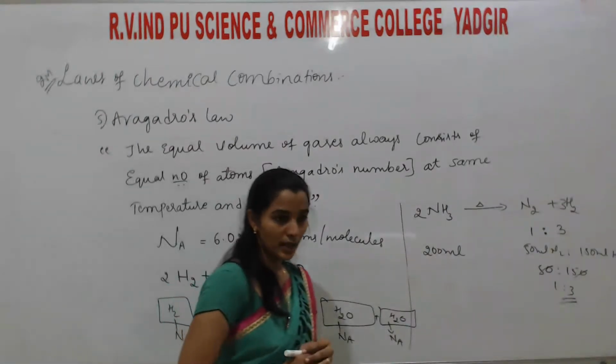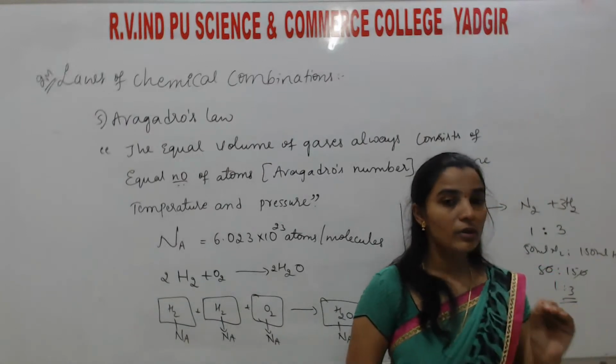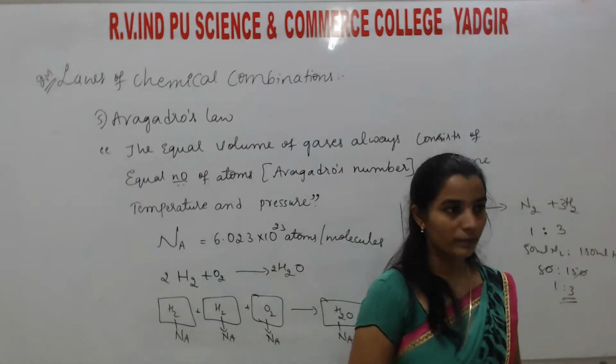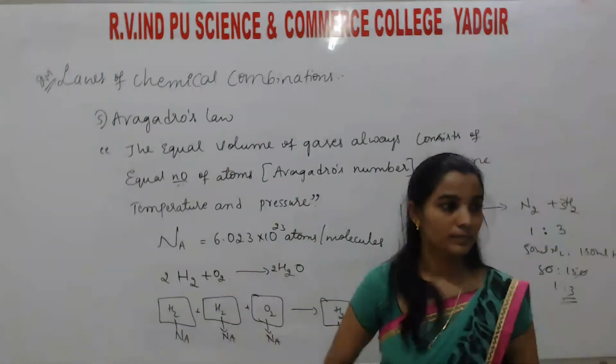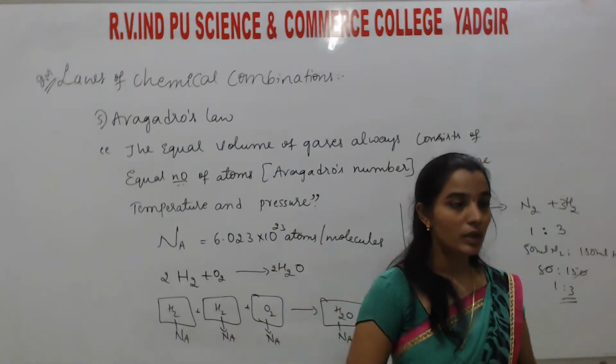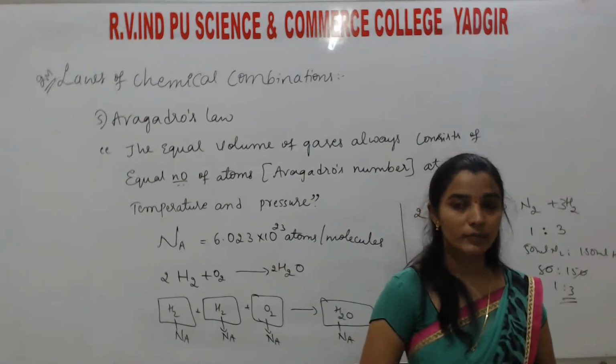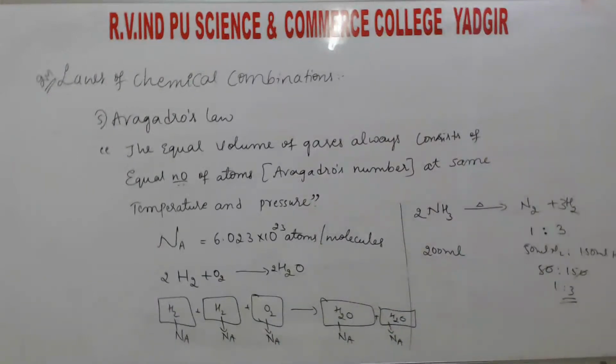They won't ask for any example, students. They'll always ask: state Avogadro's law, give the value of Avogadro number. This is important. Understand? So this is all about the 5 laws of chemical combination, which are very important for 2 marks. Okay? Thank you.